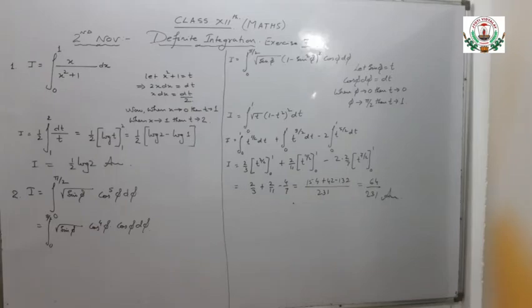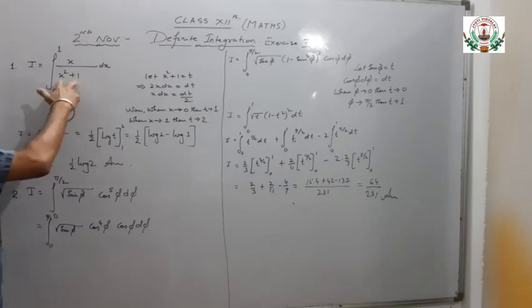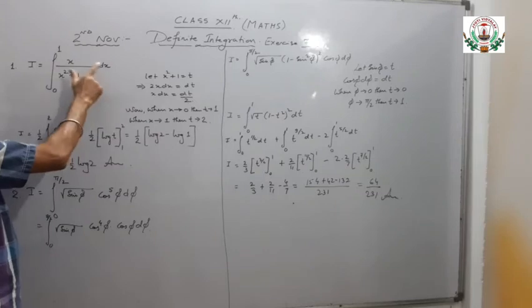Now let's come to the next exercise 7.10. Now listen carefully here, there will be a slight change. Integration 0 to 1 x upon x square plus 1 dx. As in the previous topics we have done, x square plus 1, if we are going to take it as t, and this will be differentiated, so we will get the numerator function x dx.